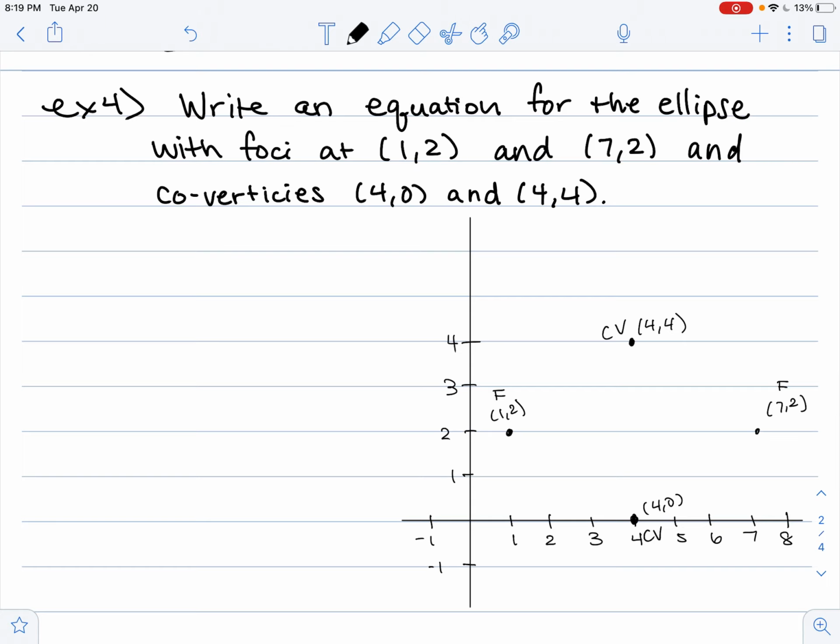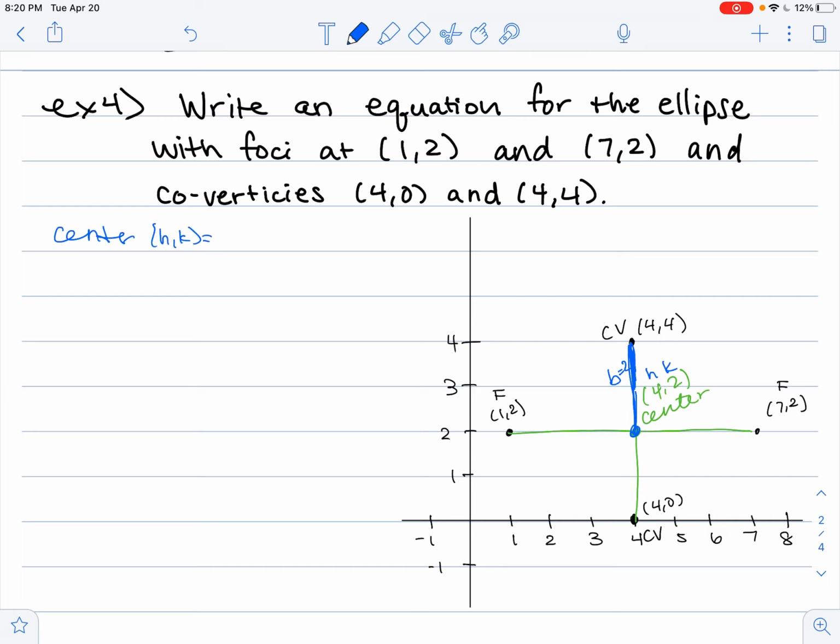We know that the center has to be right in the middle of all of this. So if this is my foci and here's my co-vertices right here, right in the middle of all of it, that is my center, which in this case is 4, 2. So if the center is 4, 2, that's the h, k. Now, I know that from the co-vertex to the center, that length is B. So in this case, we go up 1, 2, so B equals 2.